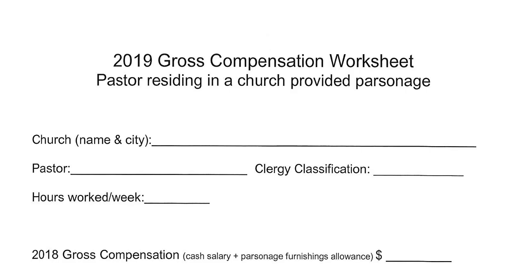Okay, let's get into the gross compensation worksheet. First, we start with the church name. Then we include the pastor's name. Then the clergy classification. The clergy classification can be found in the National Conference Journal in Section 1, kind of towards the back.